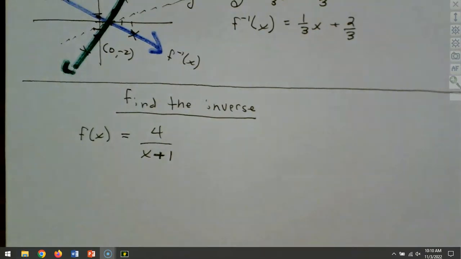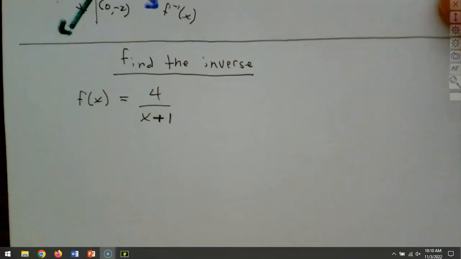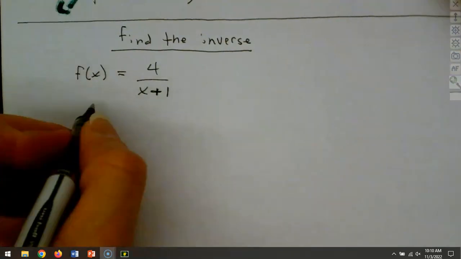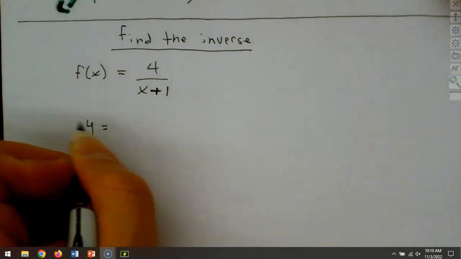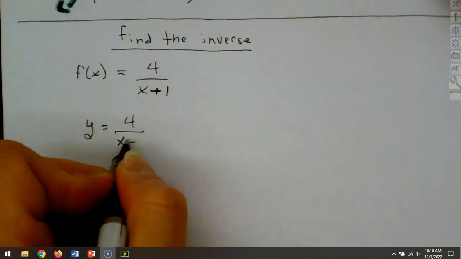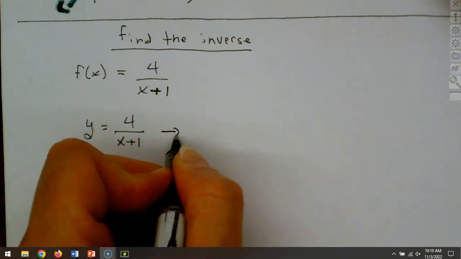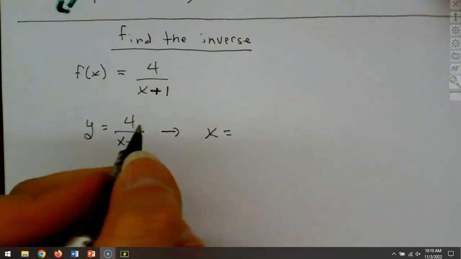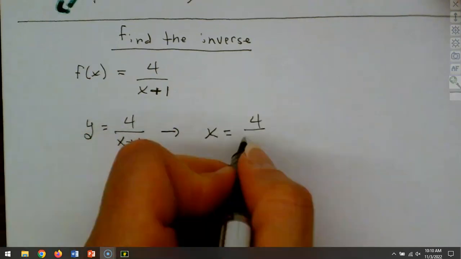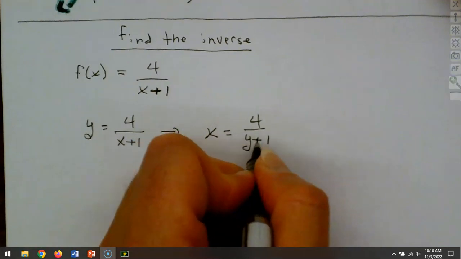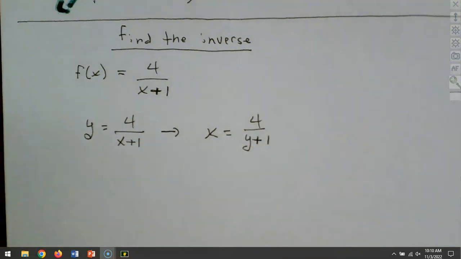Right? The only ones that don't, generally speaking, are the squares. Now, our procedure is we replace f of x with y. And then once we have that, we interchange or swap out your x and your y. So, replace f of x with y, interchange your x and your y, and now we need to go ahead and solve this for y.